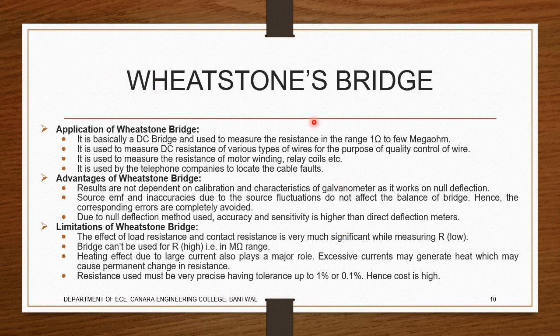Then the applications of the Wheatstone bridge. It is basically a DC bridge, as I discussed earlier, and it can measure resistance from 1 ohm to a few megaohms, not very high megaohms. It is used to measure the DC resistance of various types of wire, for quality control of wire. Usually when we are using wires in households, we have a high resistance, because the higher the resistance, the more the current can be controlled. But usually we use DC resistors there.